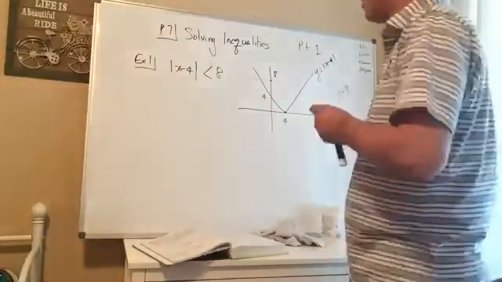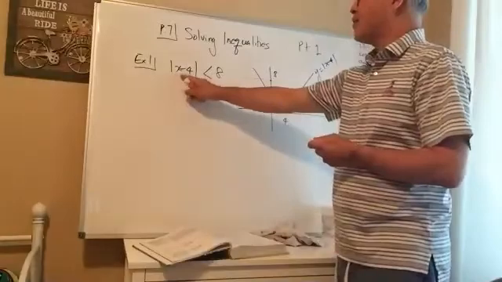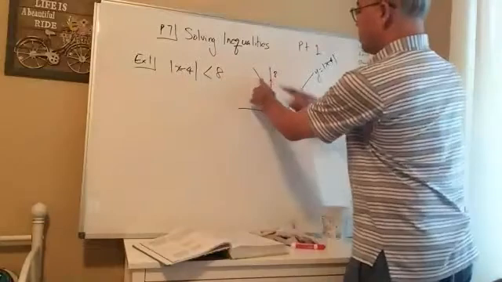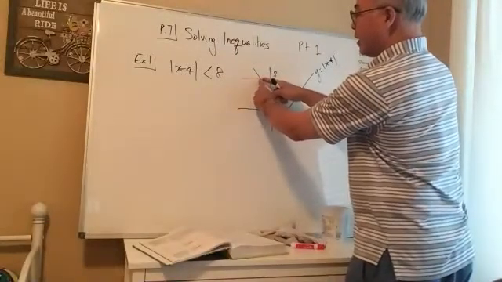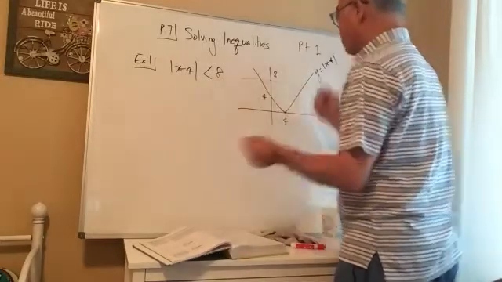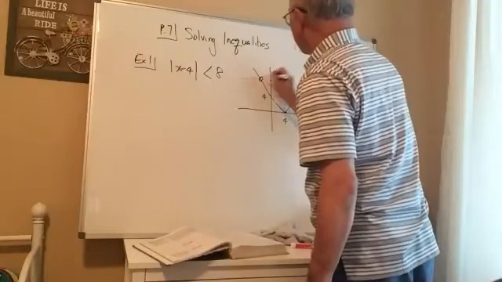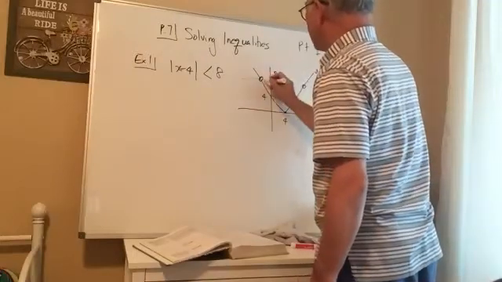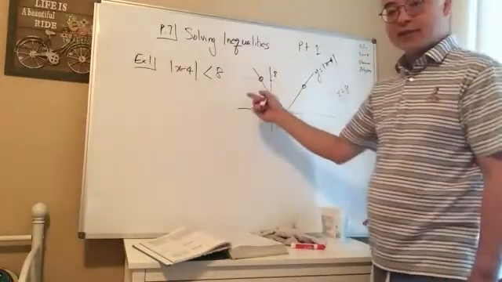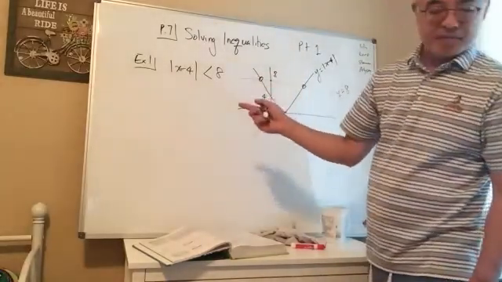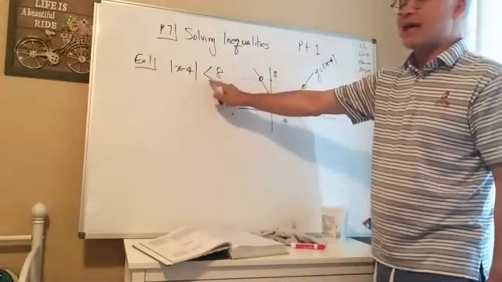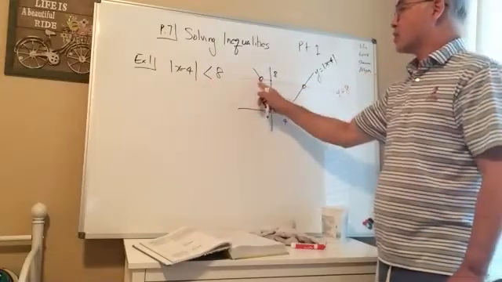So I need to find where the graph of this is less than 8. Where would that be? It has to be under the red line, right? It's under the red line from here to here. Anybody know why I have these open dots instead of closed dots? It's not equal to. Yeah, because it's less than. There's no equal sign there, so it does not include these points.